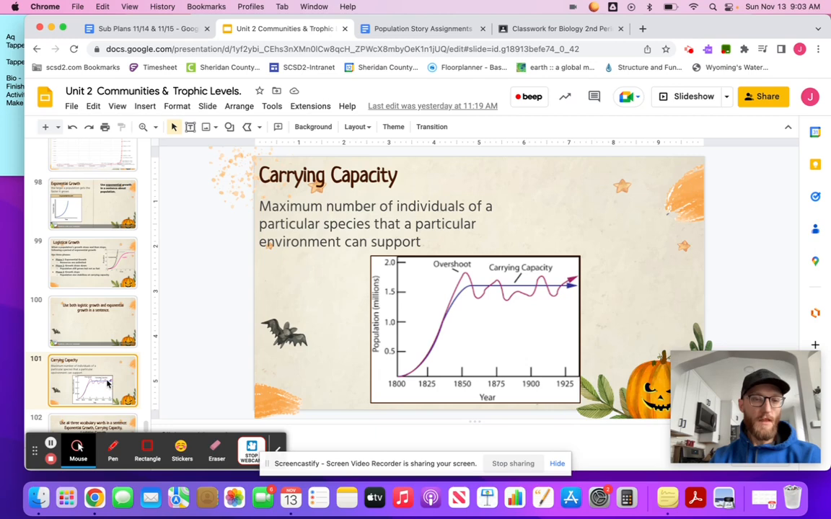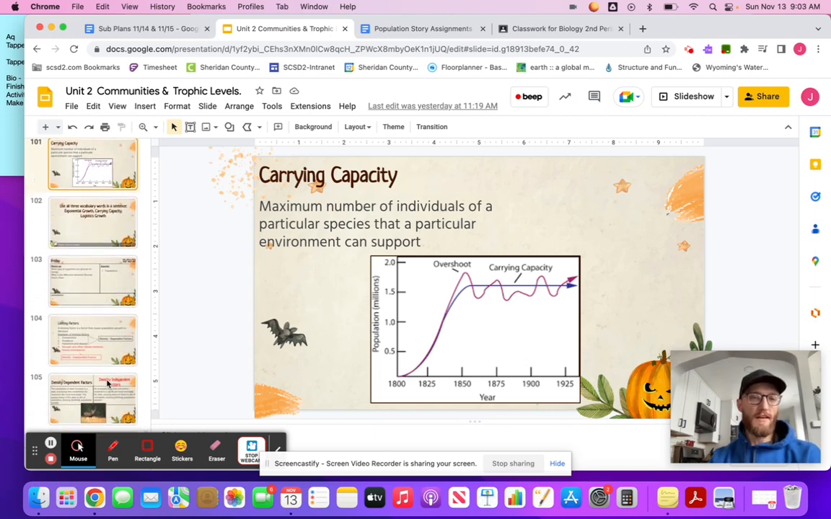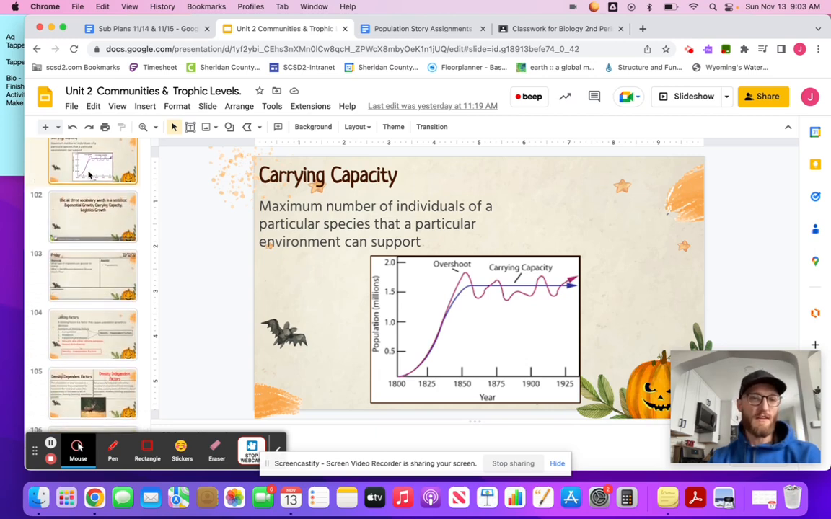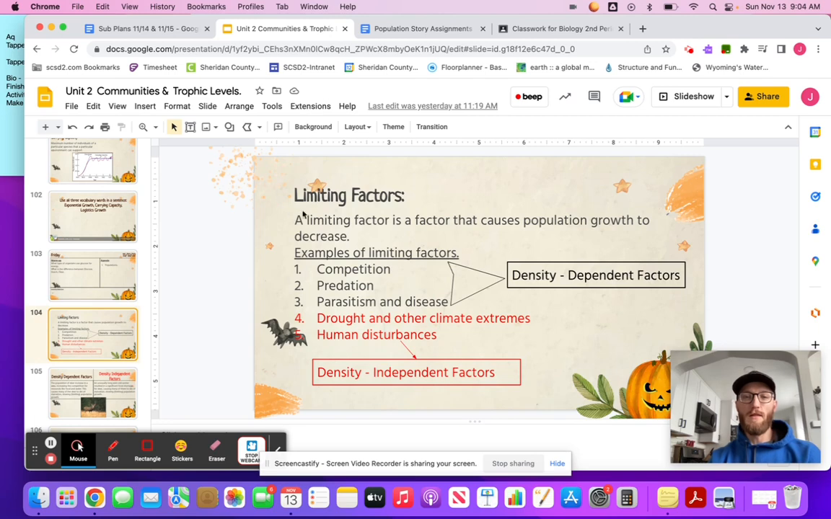Now, again, if you need to pause this video, you don't have to take notes as fast as I'm talking. So now what causes this? What causes these populations to slow down, to not grow exponentially, or to decrease? We call those the limiting factors. So a limiting factor is what causes the population growth to decrease, to slow down. And we know these, right? We've talked about it with our game as we were grabbing beads.